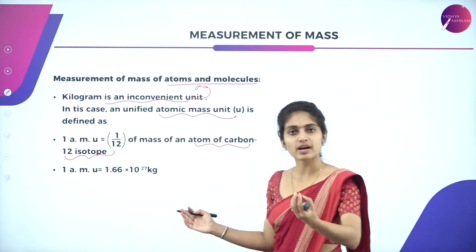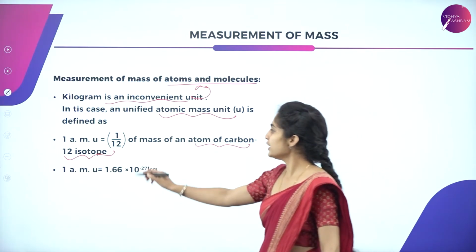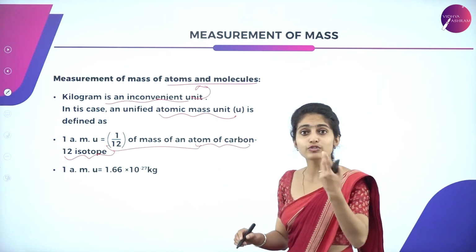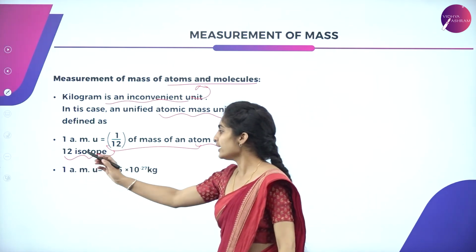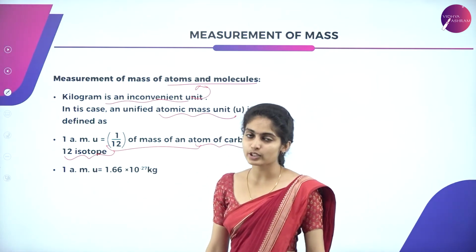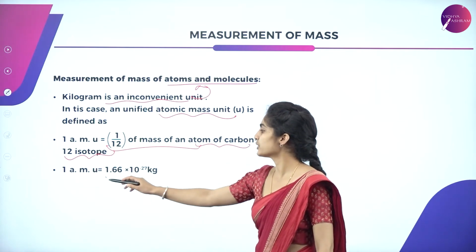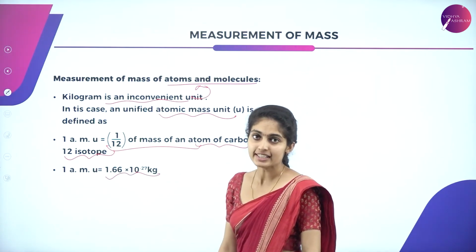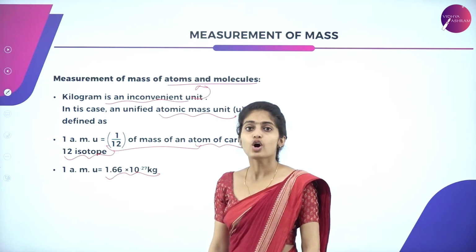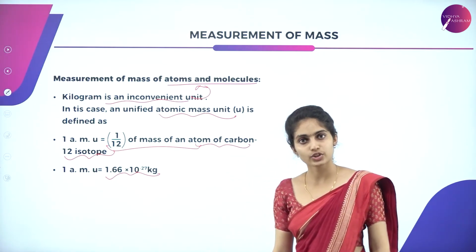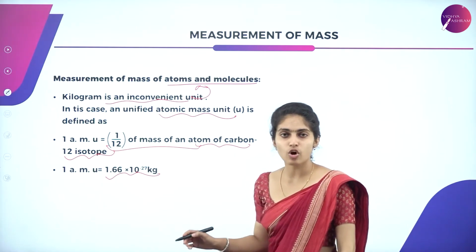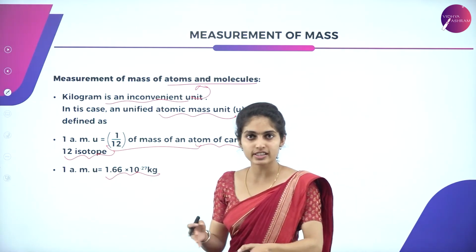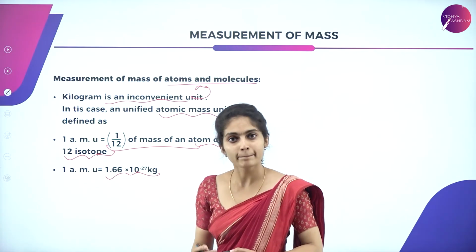So 1 atomic mass unit is equal to 1/12 the mass of an atom of which isotope? Carbon-12 isotope. Okay. So 1 atomic mass unit is nothing but 1.66 into 10 raised to minus 27 kg. So that is the value of 1 atomic mass unit. This is the method to estimate the mass of atoms or molecules, that is the smallest particles.